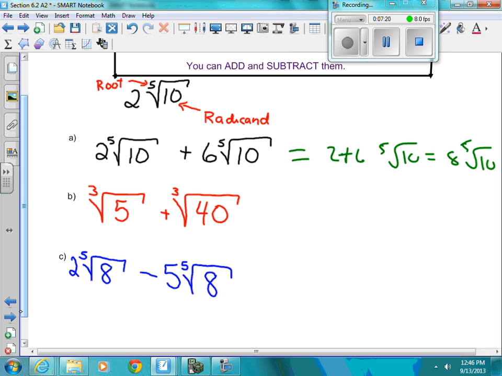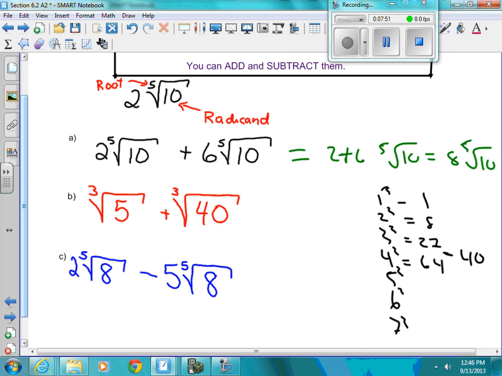Well, it's like perfect squares. Remember, in the previous chapter, we did a list of perfect squares. Whatever root you have, you can make a list of perfect nth powers. In this case, we're going to make a list of perfect cubes. So 1 cubed is 1, 2 cubed is 8, 3 cubed is 27, 4 cubed is 64, and I don't even have to go over for this problem because it's 40. 40 would be between 27 and 64. 27 doesn't divide 40, but 8 does.